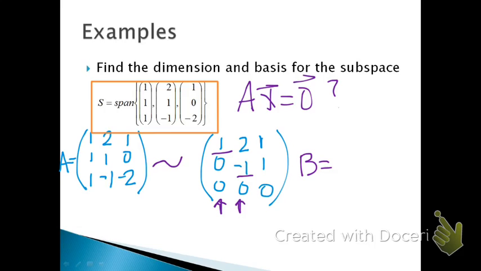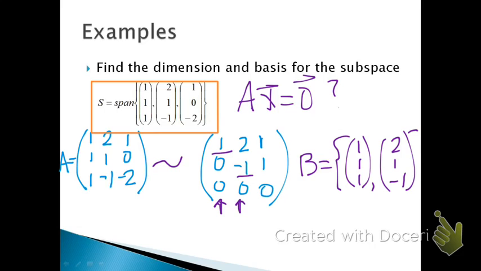So we have B equal to the vector 1, 1, 1, of course going back to the original matrix, and then 2, 1, negative 1. This forms a basis for this set S. And then we are asked for the dimension of S. The dimension of S is just the number of vectors in the basis. So we have 1, 2. So the dimension of this subspace S is equal to 2.